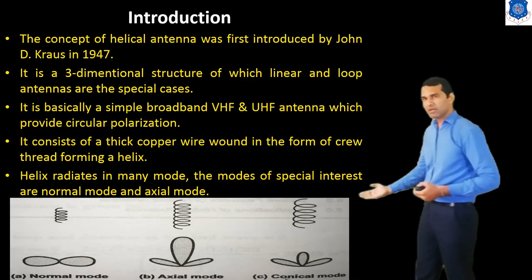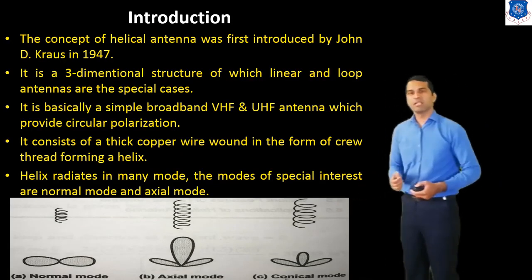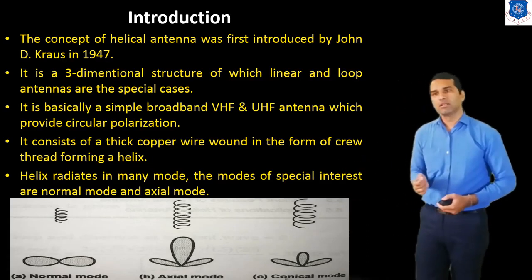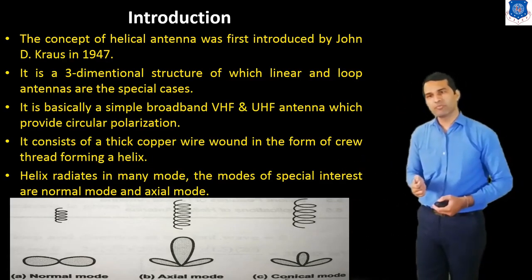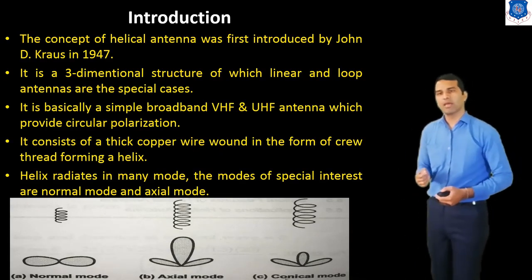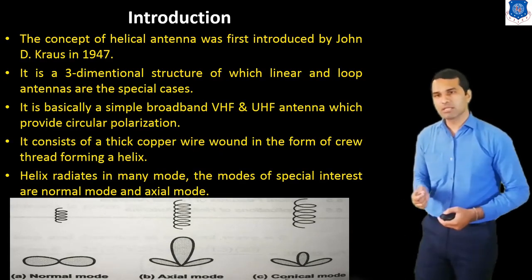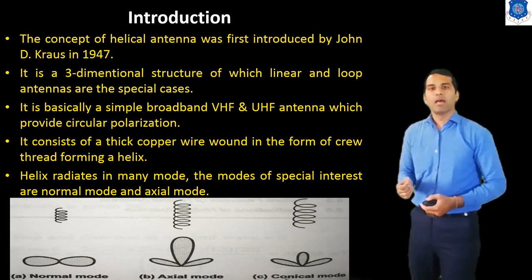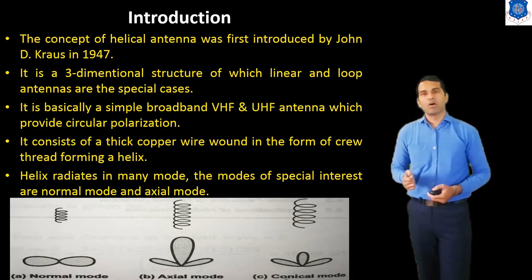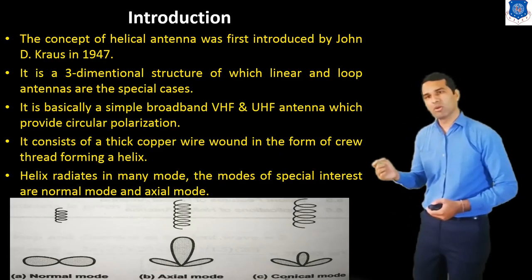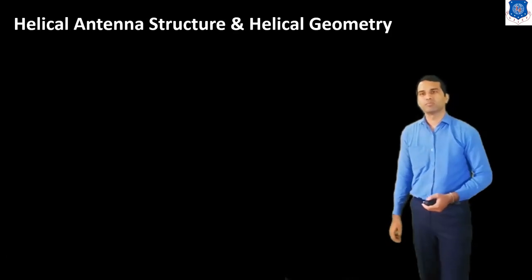So in this figure, we can see there are three modes of radiation. The first one indicates the normal mode of radiation. Then figure B indicates the axial mode of radiation. And the last one indicates the conical mode of radiation. But here we discuss only two modes of radiation, the normal mode and the axial mode.